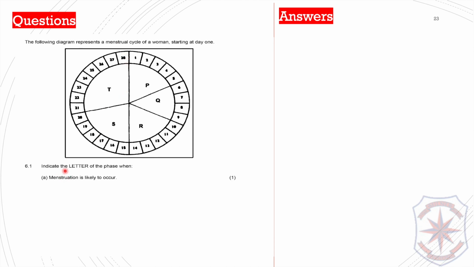Okay? Now, give the letter, guys, important to read the instruction. Give the letter of the phase when menstruation is likely to happen. We know that menstruation happens in the first 5 days on average. So day 1 to 5 is phase P.